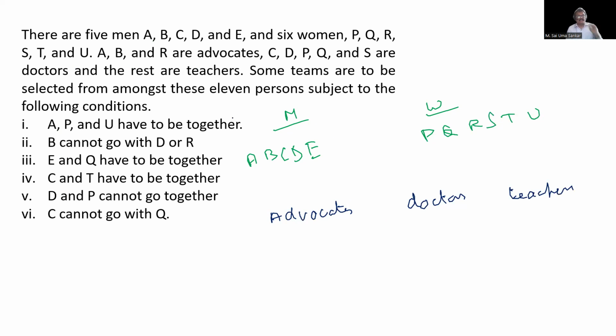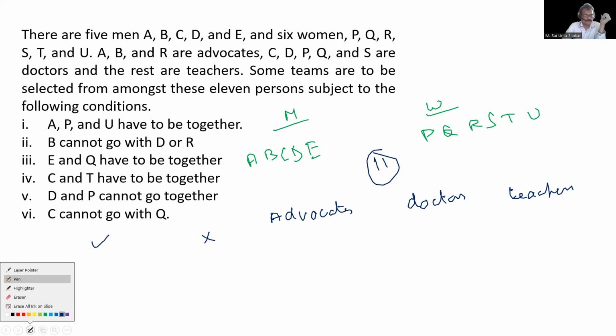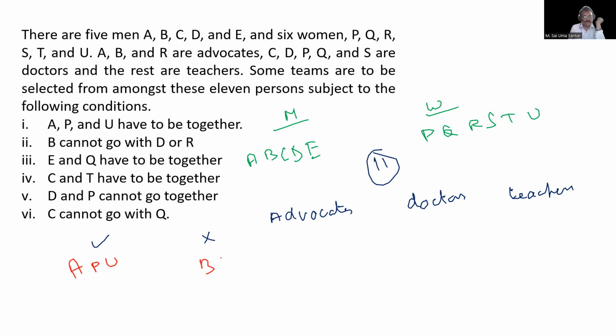Some teams are to be selected among the 11 persons subject to the following conditions. APU have to be together. B cannot go with D. B cannot go with R. E and Q have to be together. C and T have to be together. D and P cannot go with each other. And C and Q cannot go with each other.